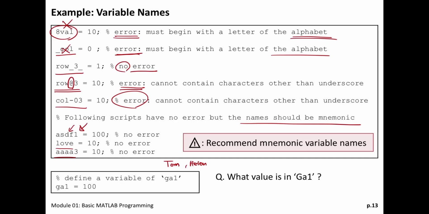Here's a quick question. If you run the script, what is the value inside of the variable named GA1? The answer is nothing. Why? The variable names are case sensitive. That's why GA1 and GA1s are different variables. Okay?